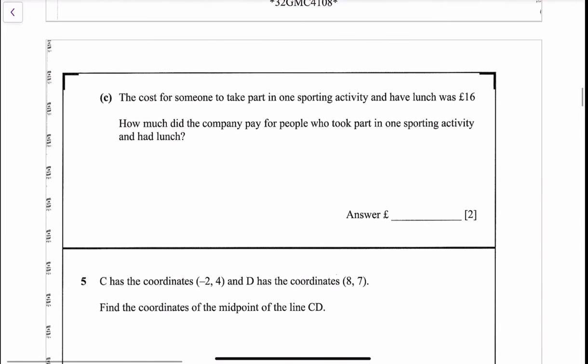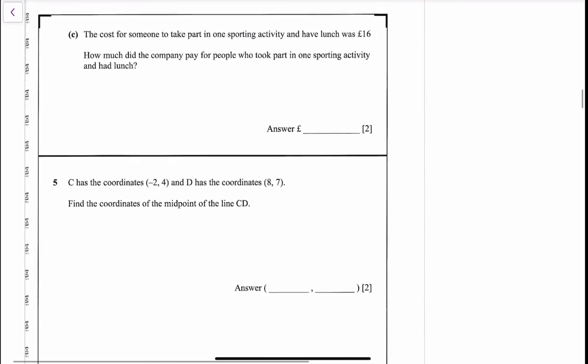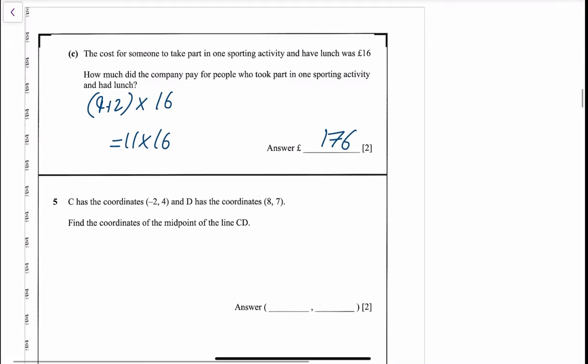And the last part of that one, the cost for someone to take part in a sporting activity and have lunch was £16. How much did the company pay for people who took part in one sporting activity and had lunch? So one sporting activity and lunch were these people here, the 9 and the 2. So you've got 9 plus 2, which is 11 obviously, and then times 16. So 11 times 16, which is £176.